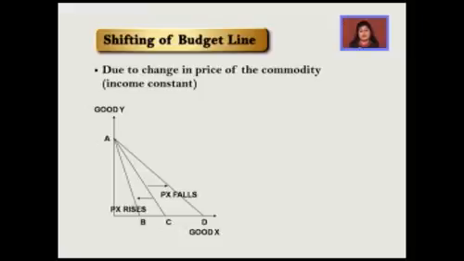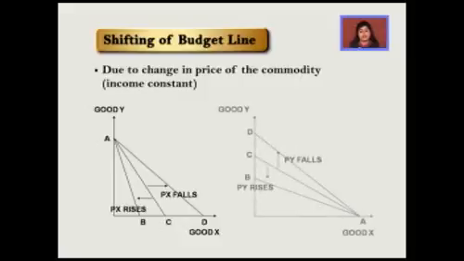So it will be only one side of the line that will be shifting towards rightward and not the whole of the budget line. Similarly, if good X price rises, then the budget line will shift towards leftward, but only for good X and not for good Y. In the same way, we can derive the changing budget line for good Y, and that has been shown very clearly in the diagram.